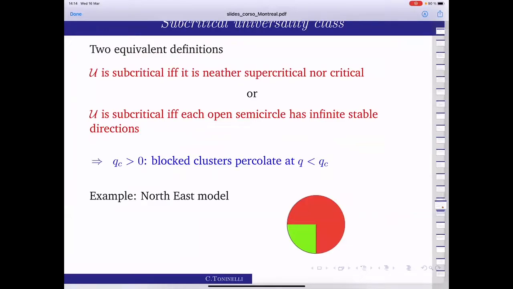Remember the model in which the constraint requires both the neighbor to the north and to the east, to the north and to the right, to be empty simultaneously in order to be able to empty. In this case, you can directly check there is only 1/4 of the circle which is of unstable directions, of green directions, and so it belongs to this class.